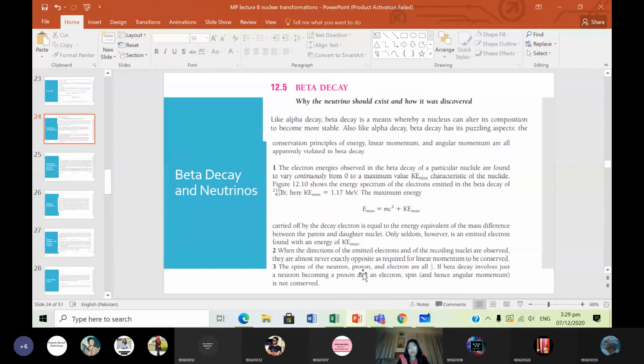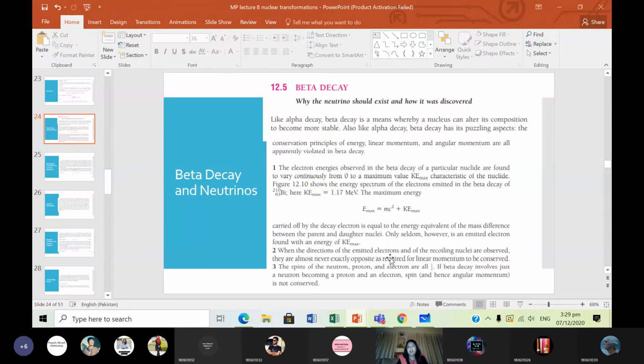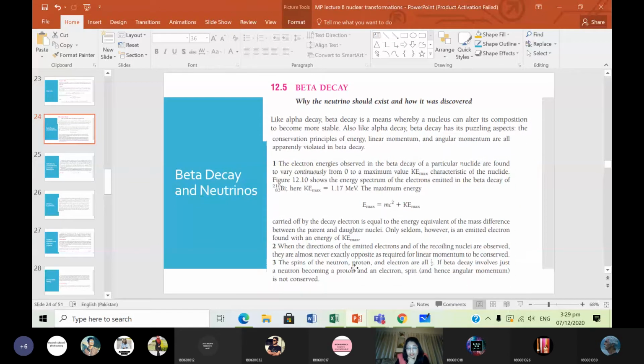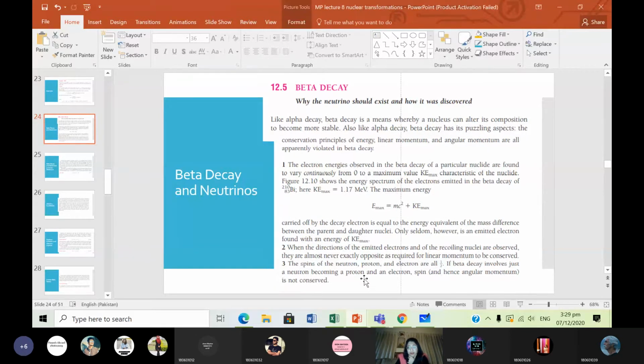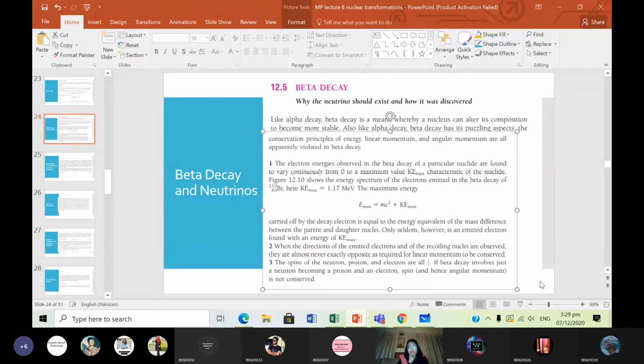So basically what they're saying over here is that the previous beta decay equation, where a neutron decays into a proton plus an electron, has problems with it, because there's an issue with conservation of linear momentum, angular momentum and energy. So we have to introduce neutrinos basically. The spins of neutron, proton and electron are all 1/2. If beta decay involves just a neutron becoming a proton and an electron, spin is not conserved. Spin and angular momentum are related quantities.